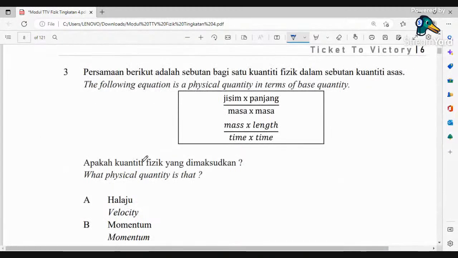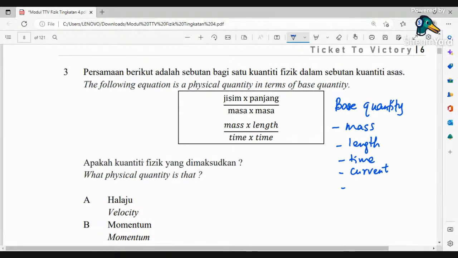Okay, we go to the next one, number 3. The following equation is a physical quantity in terms of base quantity. We can write in terms of base quantity. Base quantity, I hope you remember, base quantity itu apa? Base length, time, current, what else? Okay, what else? Do you remember? Temperature.